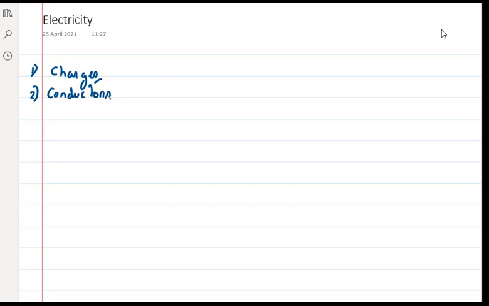That is also covered in capacitance. Yes. Okay.